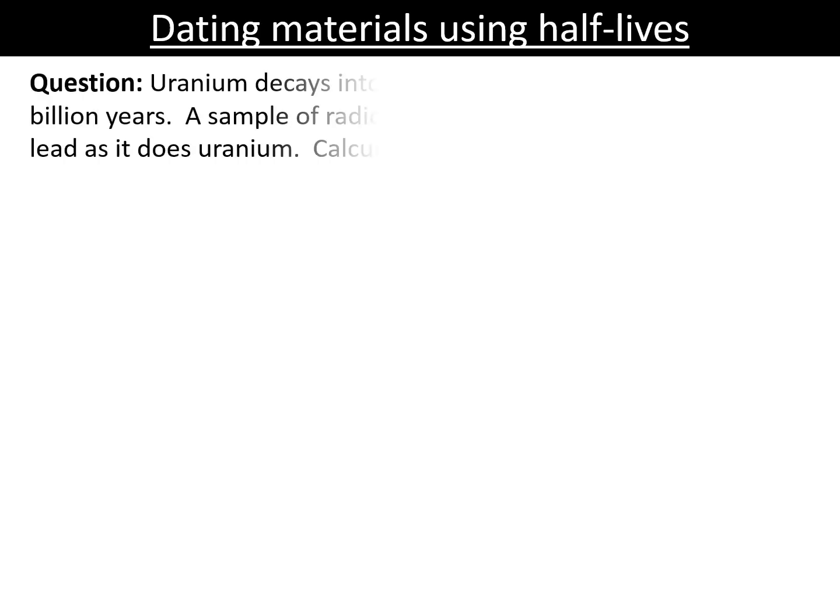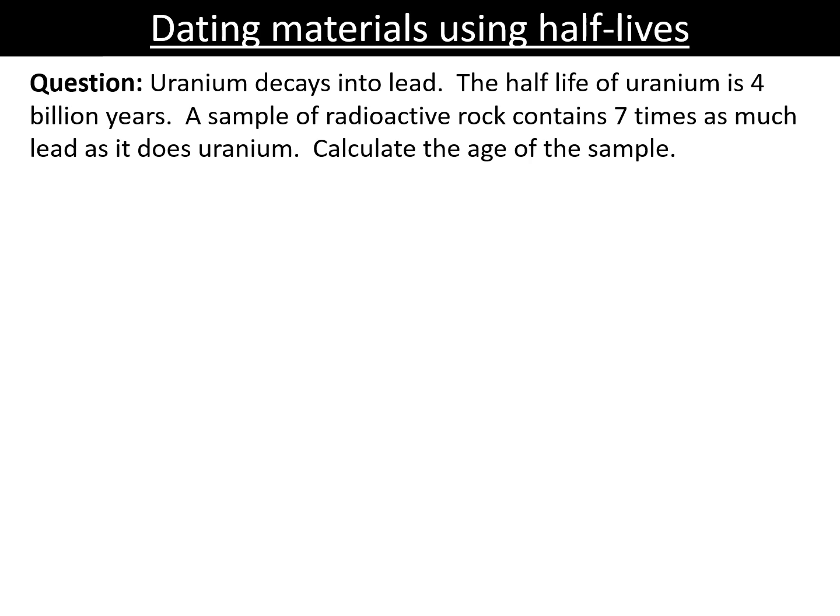This is a really tricky question. Uranium decays into lead given enough time. And the half-life of uranium is 4 billion years. Now a sample of radioactive rock contains 7 times as much lead as it does uranium. You've got to figure out the age of the sample. So if you want to try and figure this out, pause the video. And if you just want to hear me talk nonsense or try and give you some help, calculate the age of the sample.